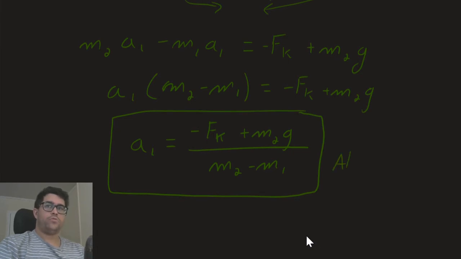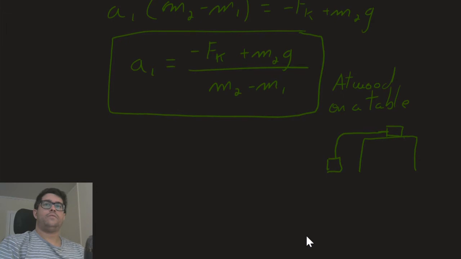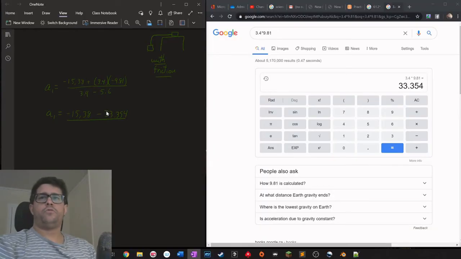So this is an Atwood on a table with friction. So if I draw it again, this table, okay, and then the difference between 5, 6 and 3, 4 is 2, 2.